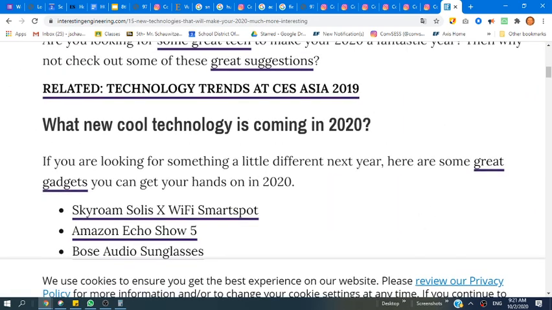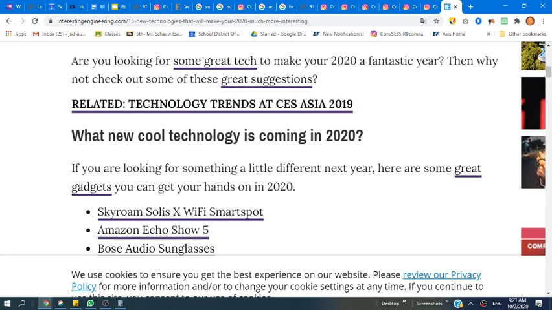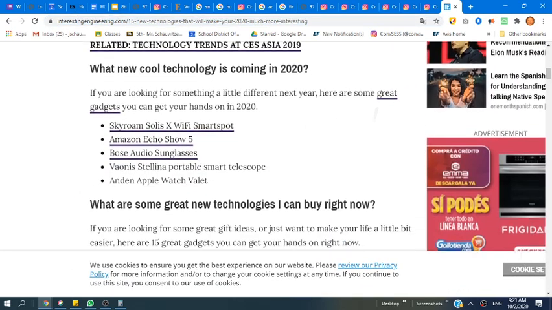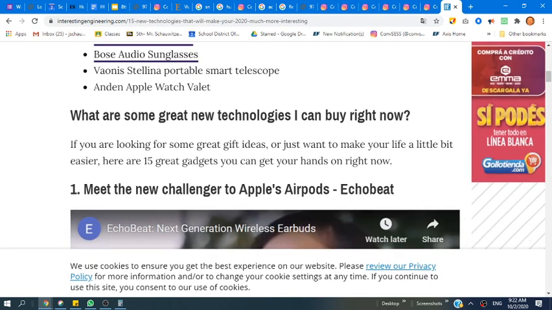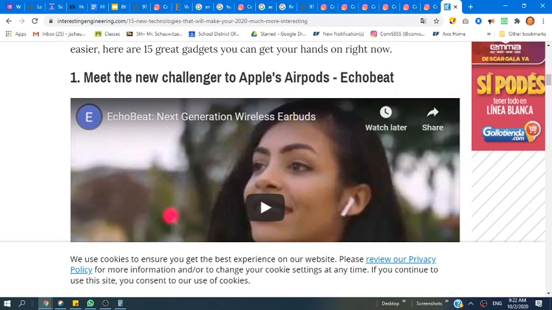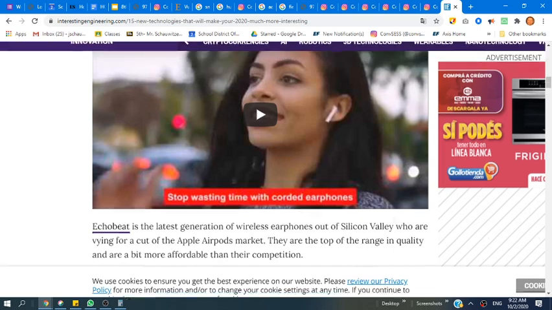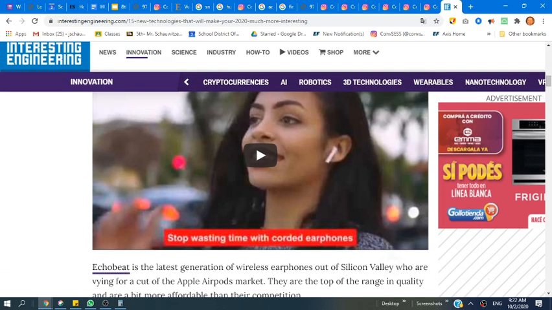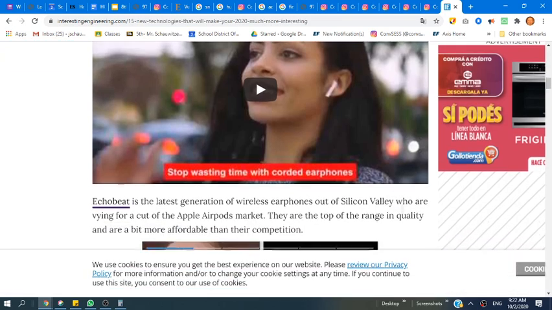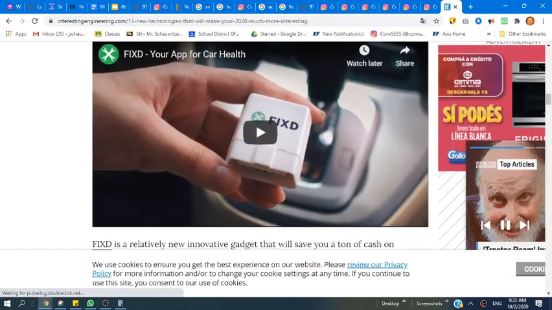So I've actually put an article on the screen, which we're not going to read entirely, but this article is all about the cool technology that's coming in the year 2020. The link for this article will be inside of the video notes. It's from interestingengineering.com. So I want to hear your opinions about this. So what are some great technologies that you can buy right now? Well, the first one is Apple AirPods. These Apple AirPods are relatively new, but nowadays you don't have to use a cord to listen to music. You can just have the Bluetooth speakers pipe the music right in there, right?